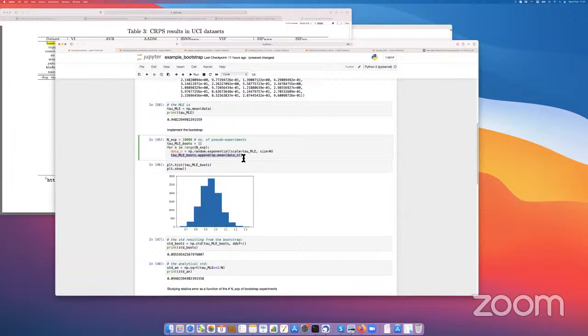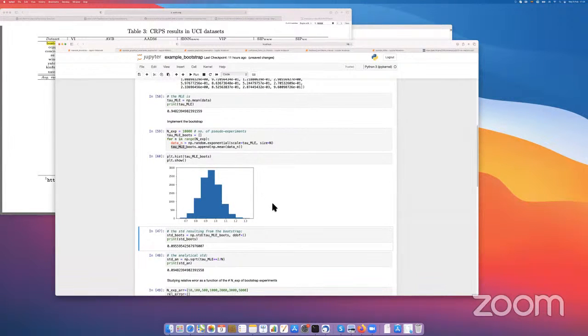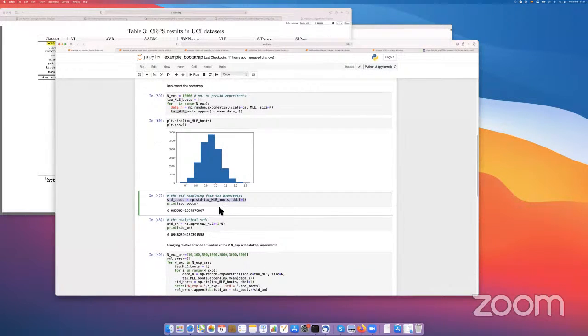Then for each of these data sets, I compute the maximum likelihood estimate, which is just the mean of that particular synthetic data set. So I will have a collection of 10,000 maximum likelihood estimates for tau, and these are plotted here. Then the only thing I need to do is take the standard deviation of this distribution with numpy std. And when I use this, I get what you see here, 0.095.